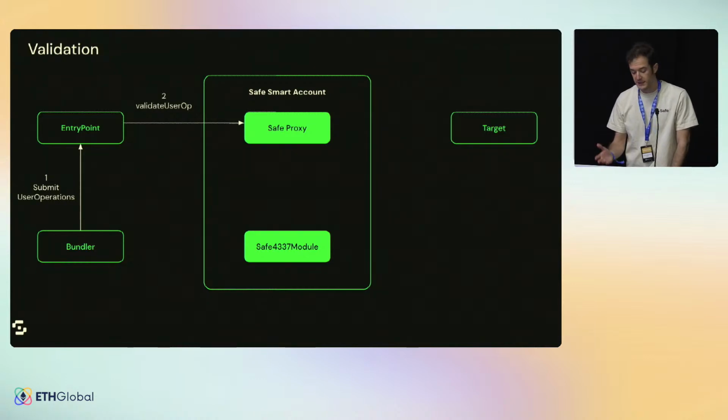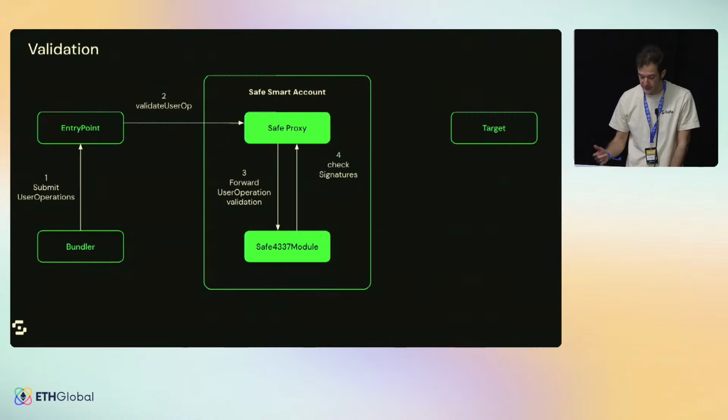If you remember, Safe does not support this ERC natively, but does so using the module. So we have the Safe 4337 module implemented as a fallback handler that will be able to handle this call. So the Safe proxy will forward the user operation validation to the module. And now the module will do two things. First of all, check that the user operation hash was correctly signed by the owner of the account.